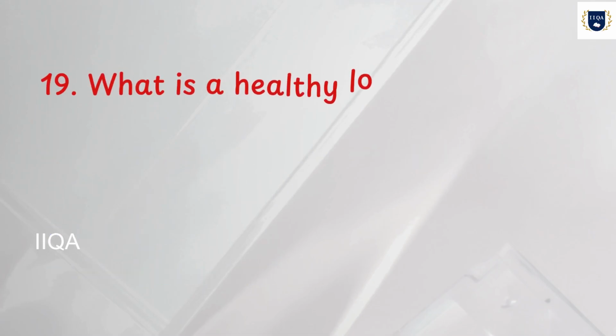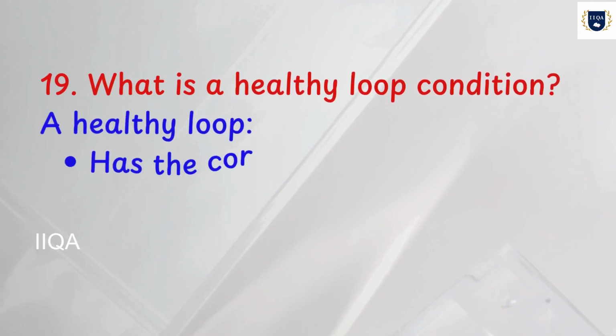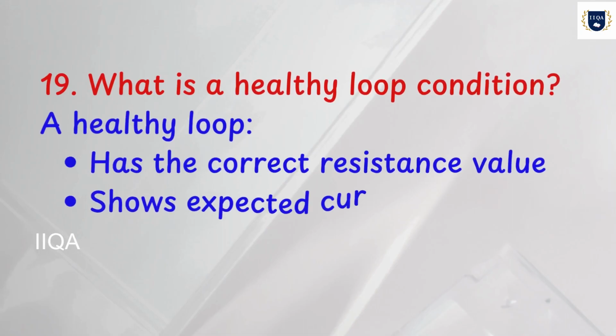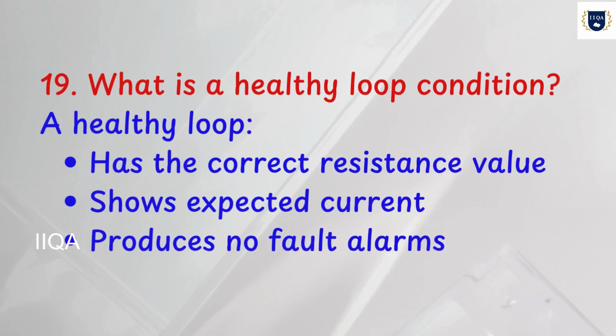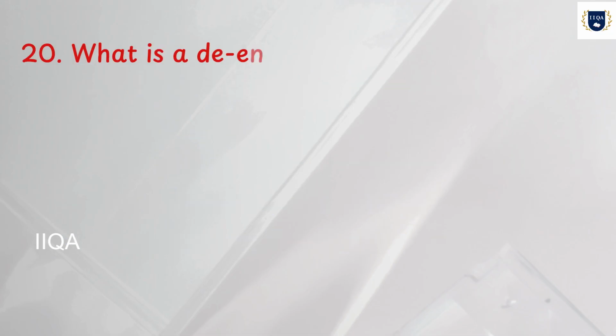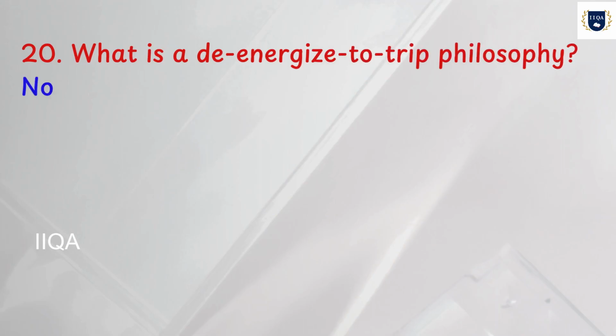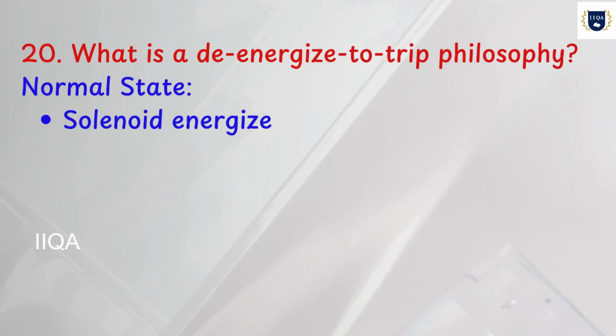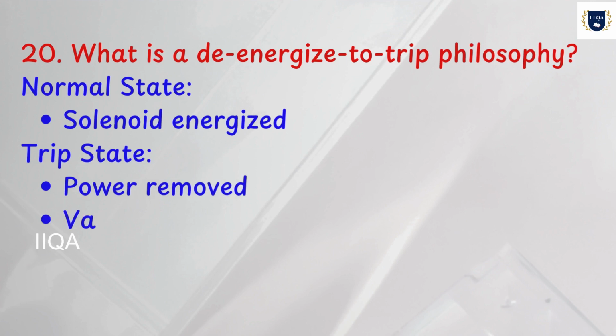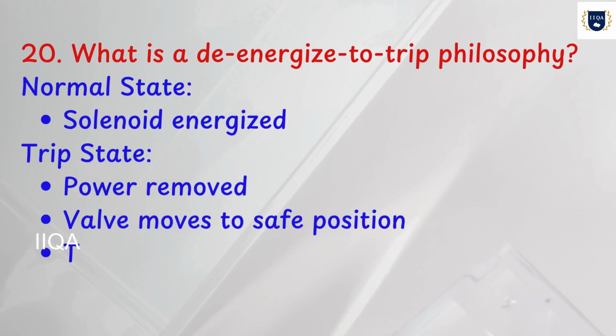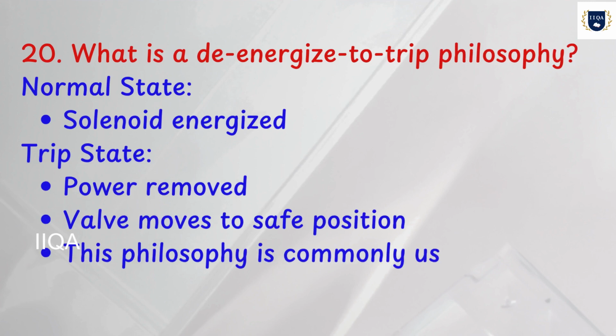What is a healthy loop condition? A healthy loop has the correct resistance value, shows expected current, produces no fault alarms. What is a de-energize-to-trip philosophy? Normal state, solenoid energized, trip state, power removed, valve moves to safe position. This philosophy is commonly used in ESD systems.